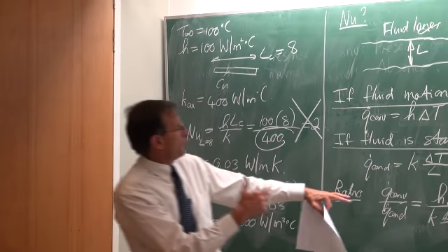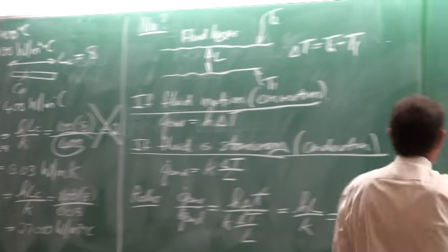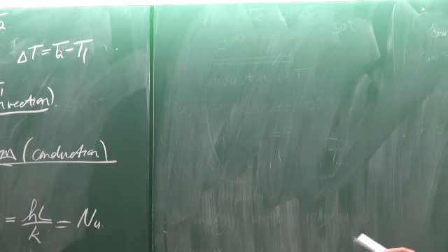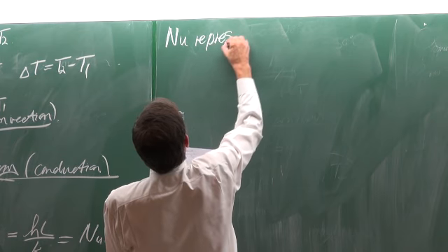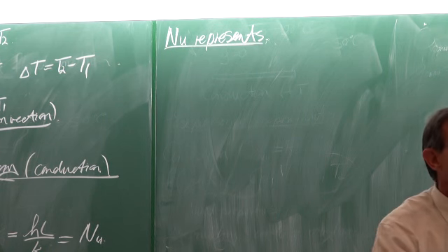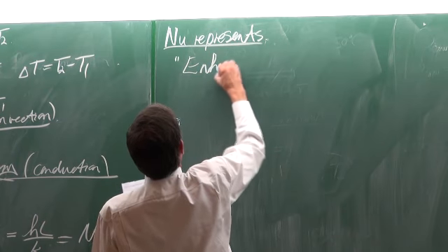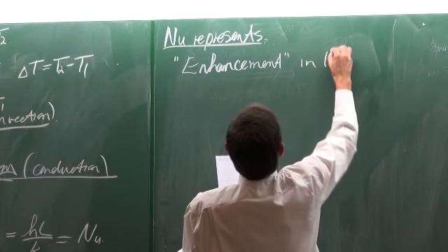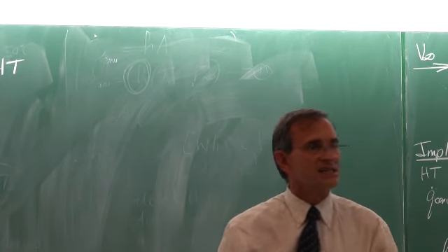So now, except for the fact that this is the ratio of convection to conduction, what does it really mean? What does it represent? It represents the enhancement in heat transfer. It represents by how many times the heat transfer will be increased.